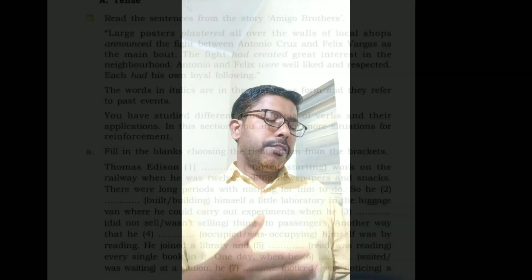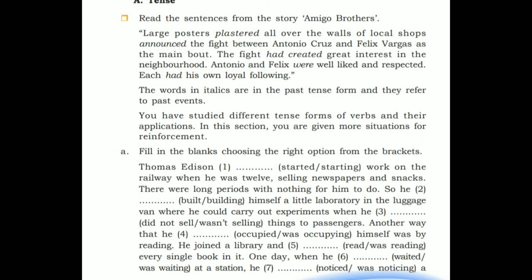Okay, so that is good. So try to read the entire passage and find out, imagine which situation, which is the time of the situation. So it will be very easy, so that you can answer these types of questions in your examination also. So first, here given a situation, fill in the blanks choosing the right option from the brackets. Thomas Edison, then there is a dash, in bracket 2 words, started or starting, work on the railway when he was 12, selling newspapers and snacks.